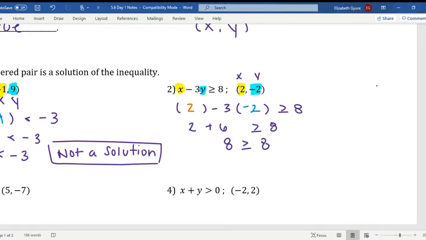So we have to now decide, is that true or false? What do we think, ladies and gentlemen? Is 8 greater than or equal to 8? Yes, this is absolutely true because of the or greater than, right? What if it just said 8 is greater than 8? Is 8 greater than 8? No, but because it has the or equal to, that makes it work. So we would say that this is a solution. Good.